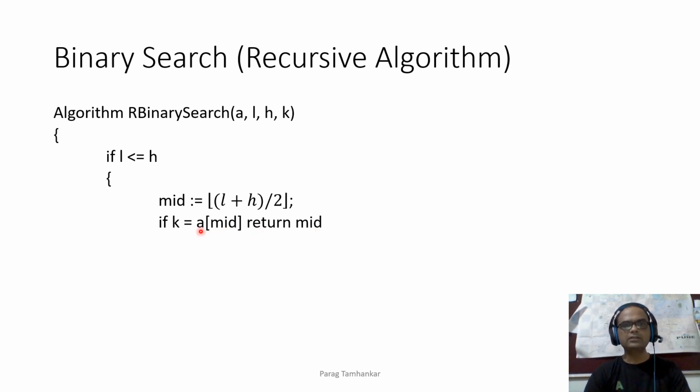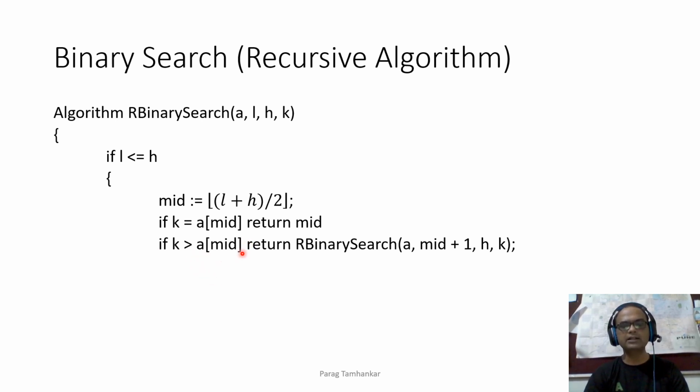Otherwise, if k is not equal to A of mid, then we check whether k is greater than A of mid or not. If k is greater than A of mid, this means that the element may be present in the second half of the array. If the element can be found in the second half of the array, then the first half of the array can be ignored or discarded. So for that, we simply change the value of low as mid plus 1. So we have discarded the first half of the array, and we call the same function again, R binary search for mid plus 1 comma h, right? So we are only focusing on the second half of the array.